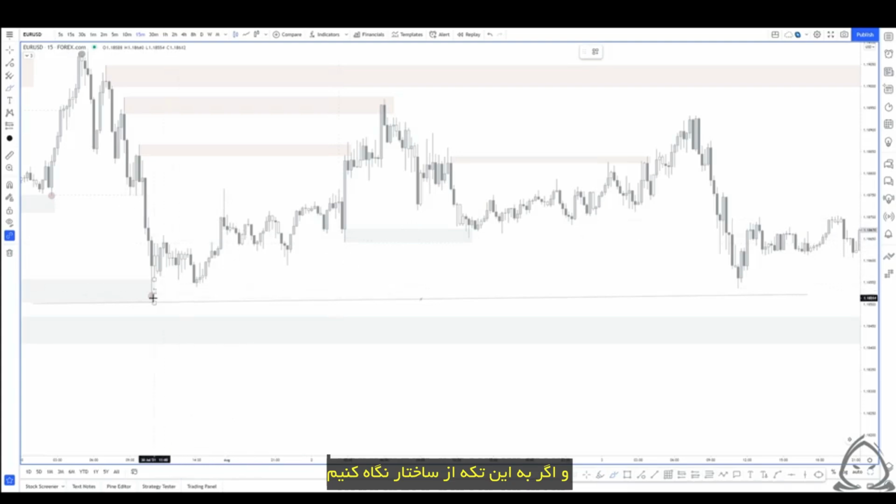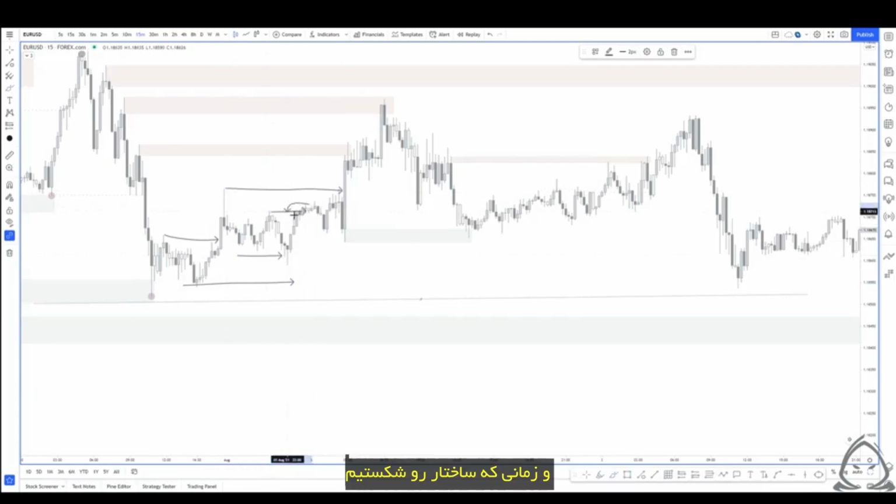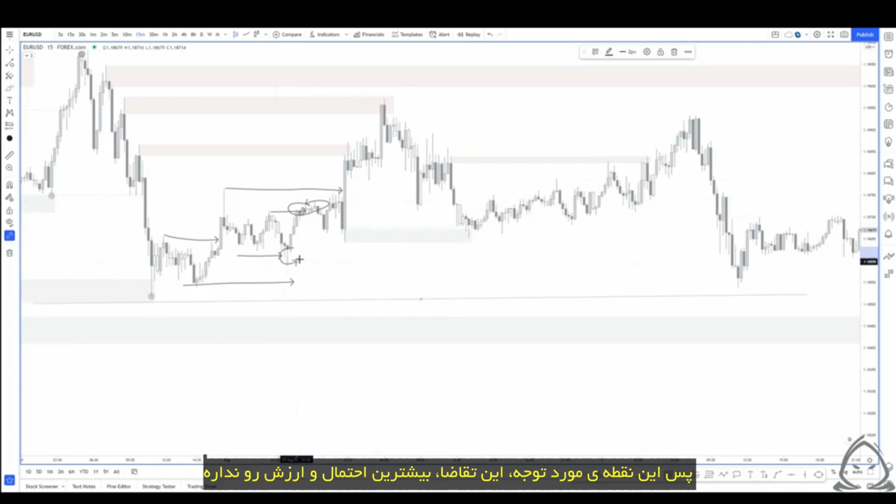And what we can see is if we're just looking at this bit of structure, yes, we've broken structure here. Now we're operating within this range. Yes, we've taken out liquidity, but we haven't actually broken structure. And when we did break structure, this minor bit of structure, we didn't break it with any real force. So therefore, this point of interest, this demand zone, is probably not the highest probability or value for us.